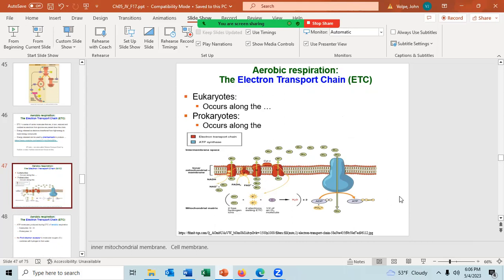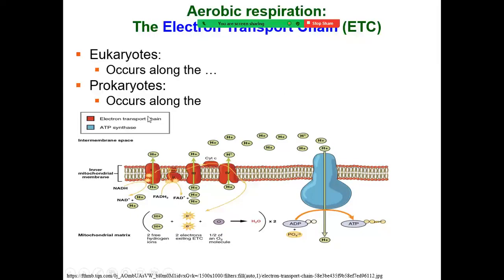So in eukaryotes, the electron transport chain is a bunch of proteins in a membrane, and this membrane is the inner mitochondrial membrane. In prokaryotes, it doesn't happen in the inner mitochondrial membrane because they don't have mitochondria. It happens in the cell membrane. So these proteins are proteins in a membrane, and it's a cell membrane. Any questions about any of that?